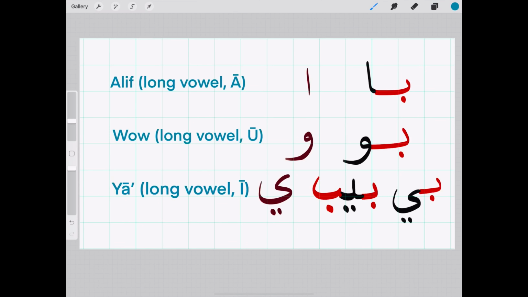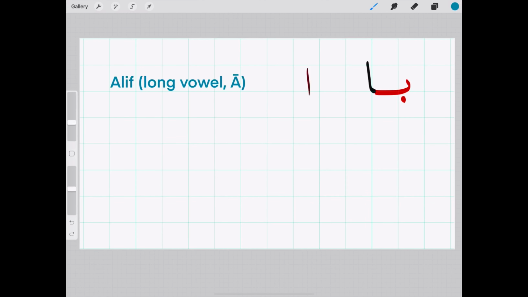The next concept or concepts are called the long vowels. These are written in Arabic, so you don't have to worry about having to figure out how the word is pronounced. These are literally written in Arabic. That makes your life easier. The first long vowel is the alif or the a. So it's like the short vowel fatha with an extension.